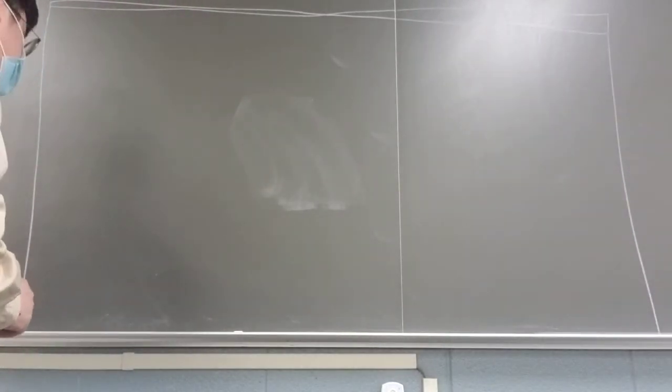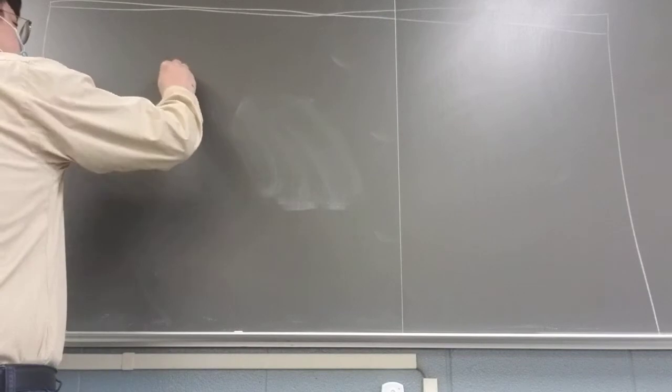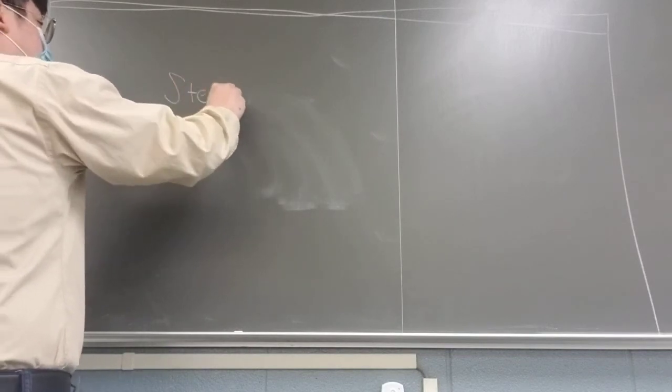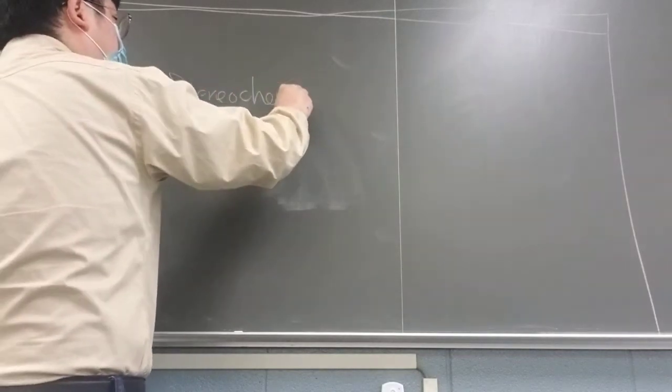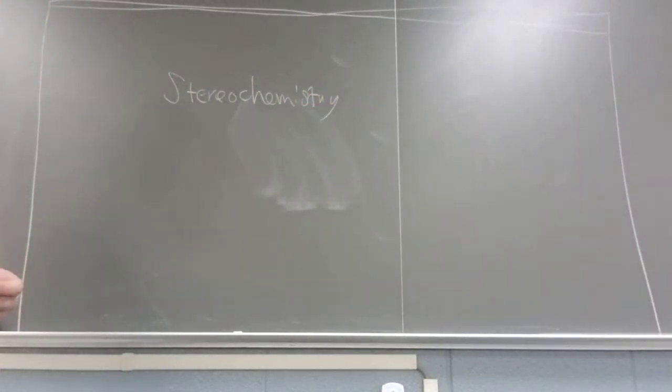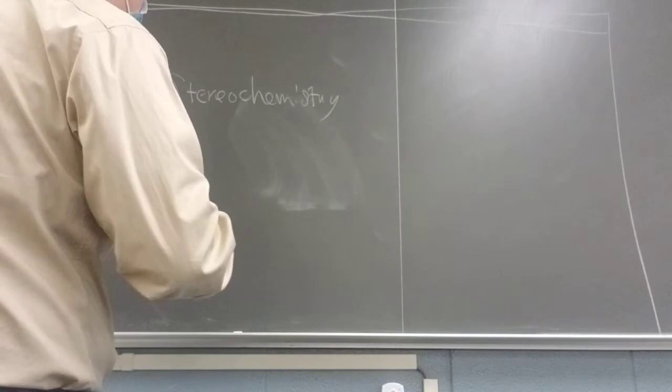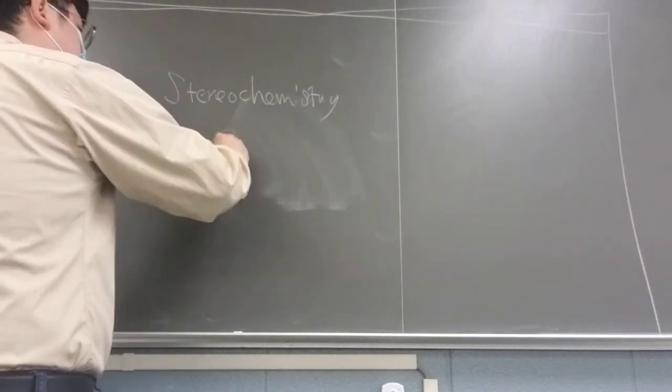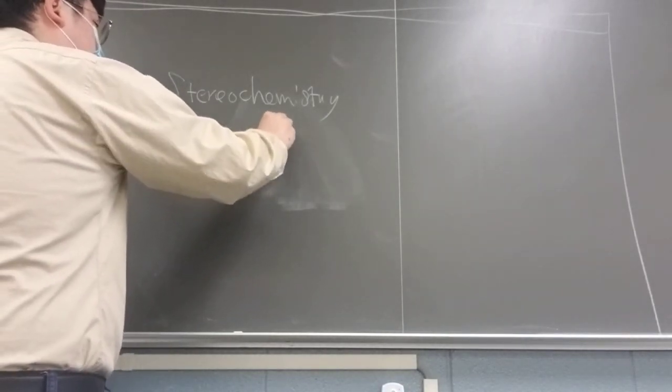So let's start with what we did last time again. So now we're doing something in chapter 5. We talked about stereochemistry. So if you want to do stereochemistry on certain compounds, it is important to find the chiral center.